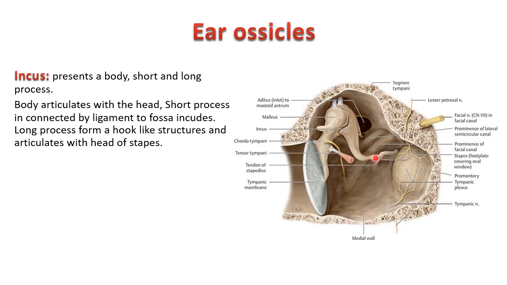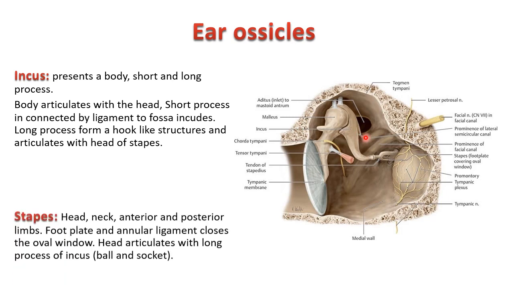Okay, so then you are able to see that is the short process. The short process is attached via a ligament to the fossa incudis in the posterior wall of the middle ear cavity. So that is the posterior wall which you are seeing. In the upper part of the posterior wall, you are able to see the aditus to the mastoid antrum. Okay, so that is the fossa incudis, with the short process suspended from the fossa by a ligament.